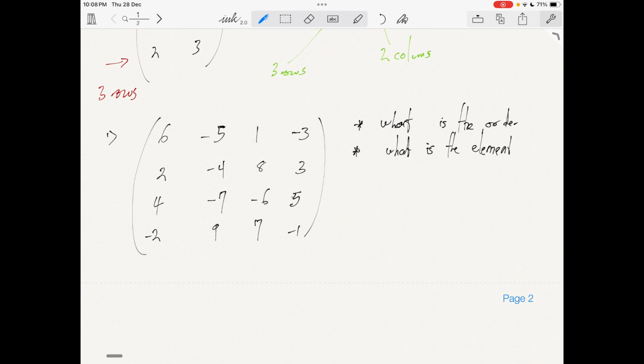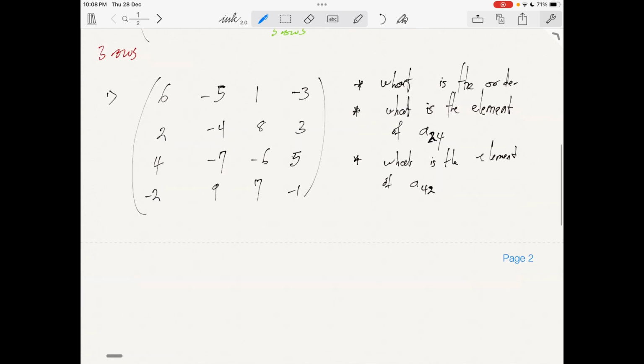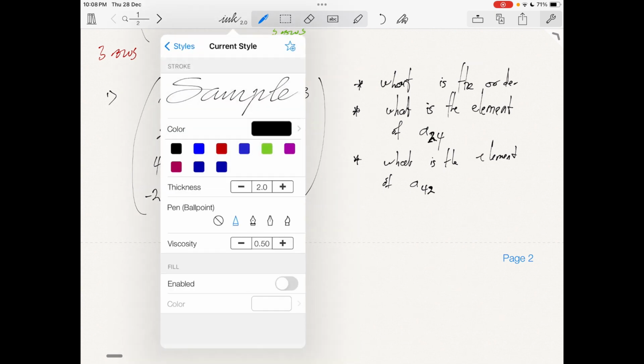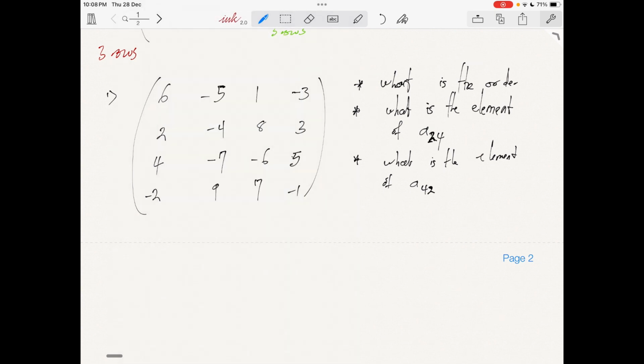Or they ask us what is the element of A24, that means the element in the second row and the fourth column, and what is the element of A42? Now let's start with the first one. What is the order of the matrix? If we count how many rows, we have 1 2 3 and 4, so it has 4 rows.